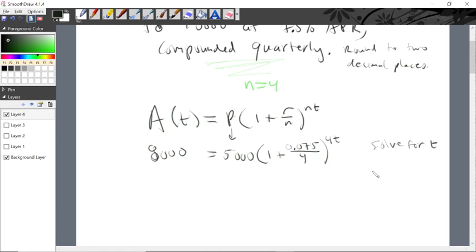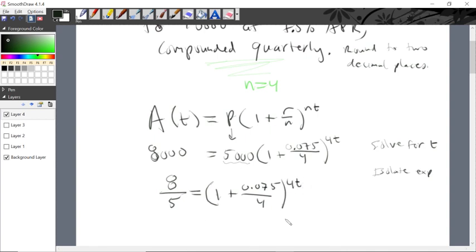How do we do that? Let's start by isolating the exponential. The exponential term is kind of isolated here, but it still has a coefficient of 5,000. We need to kick that out of the way. So I'm going to start by dividing by 5,000. Divide both sides by 5,000. 8,000 divided by 5,000 would be 8/5. So 8/5 is equal to this quantity 1 plus 0.075 over 4 to the power of 4 times t.